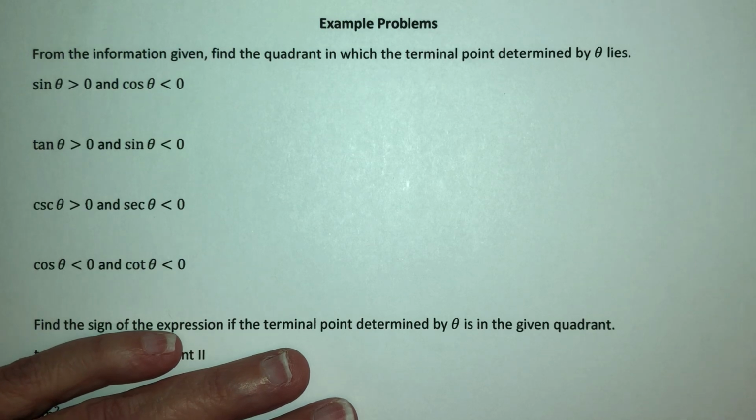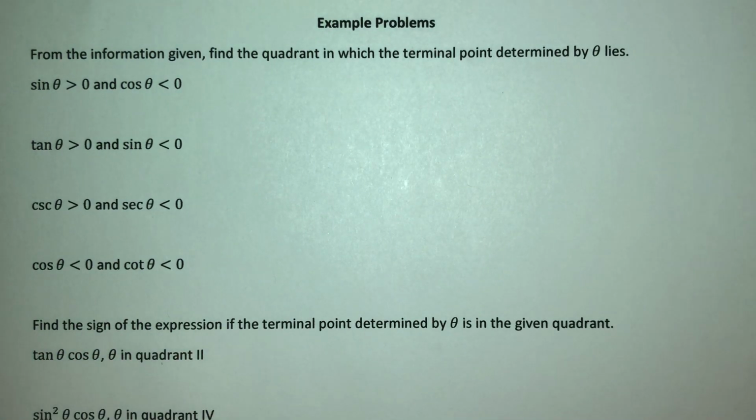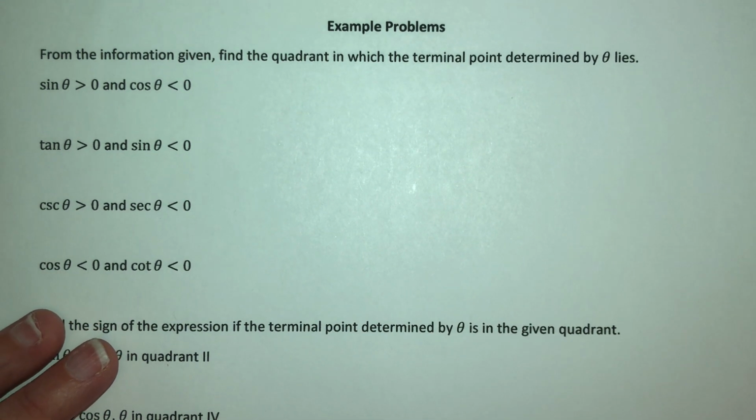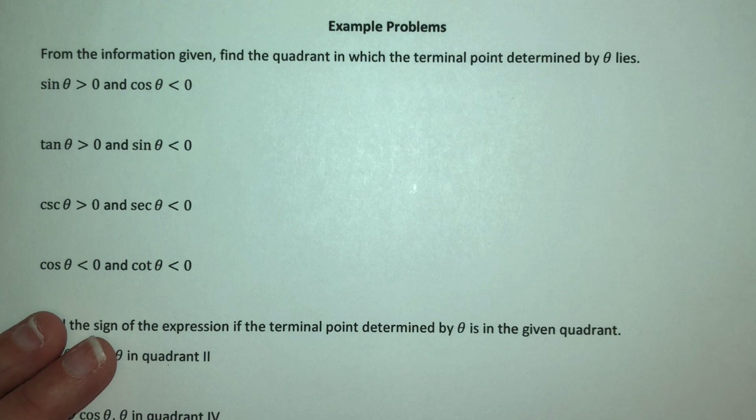This is part 3 of section 4.3. Let's just talk about some example problems. Okay, from the information given, find the quadrant in which the terminal point determined by theta lies.